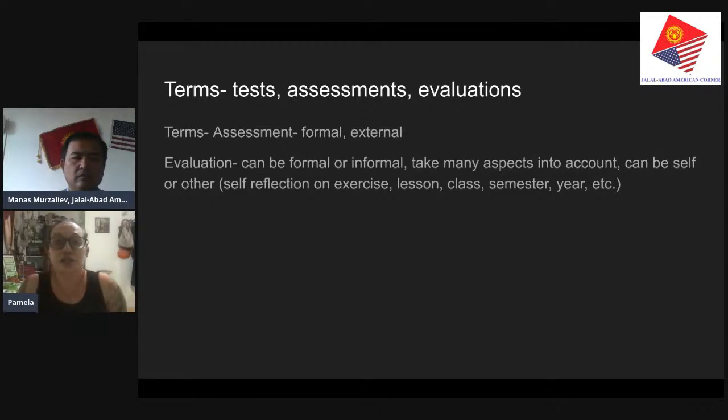An evaluation can be formal or informal. So this can take a lot of different aspects into account. So it can be like, you assess yourself, you evaluate yourself. You can say, I think I'm better at this than this, or I noticed that I was able to answer more questions in this way than this way. And that can be internal. It can be just from the school. And it can be just from you as a student. It can be you as a teacher.